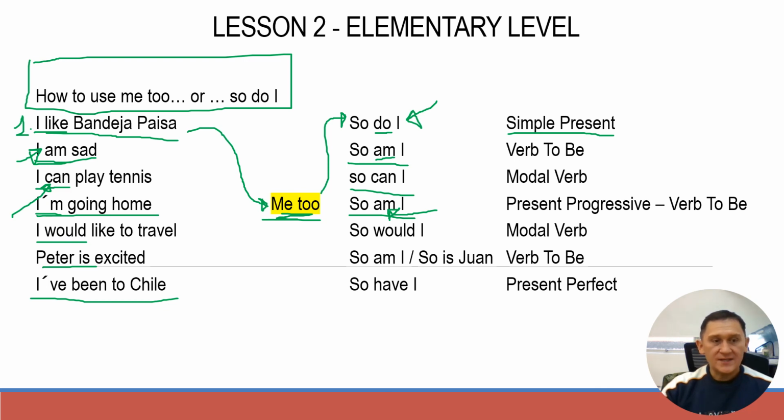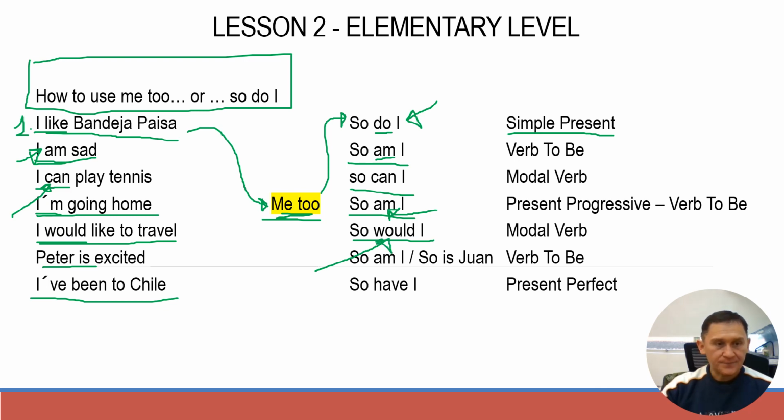The next one is "I would like to travel." In this sentence, I'm using the word would or the modal would. It means that you also have to use the same modal. So "would I."